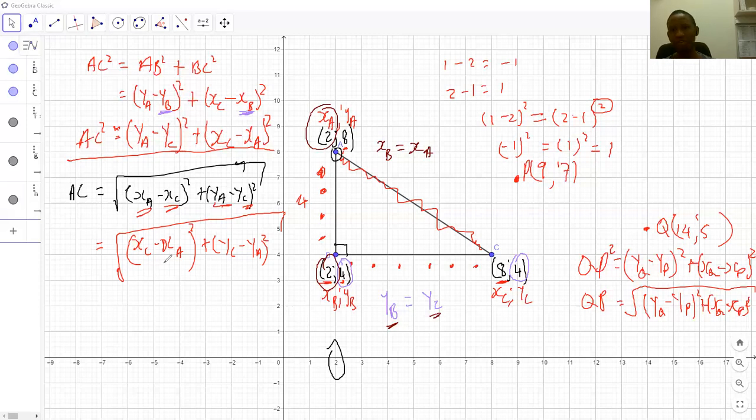So in the next video, we're going to take a few examples on how to use this distance formula, some application. Okay, we're going to use it to prove stuff.